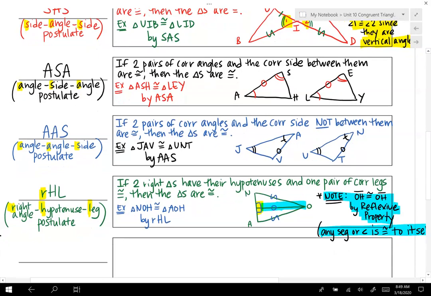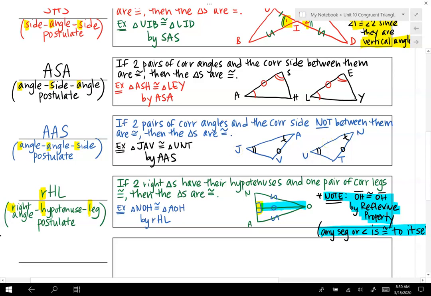Angle angle side postulate. If 2 pairs of corresponding angles and the corresponding side not between them are congruent, then the triangles are congruent. So if you have these 2 angles, just like angle side angle, but the side is outside of those 2 angles, we can say that the triangles are congruent. So triangle JAV is congruent to triangle UNT.